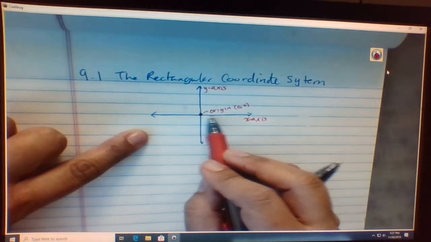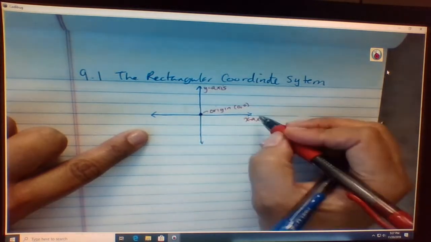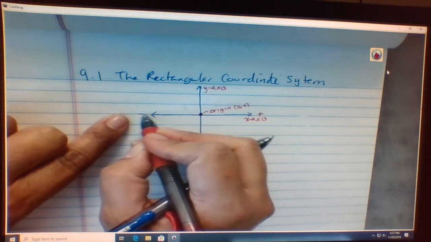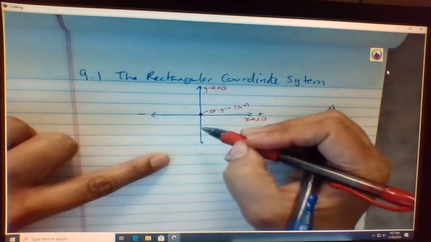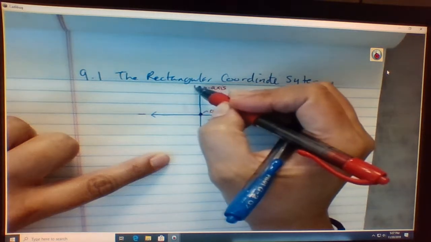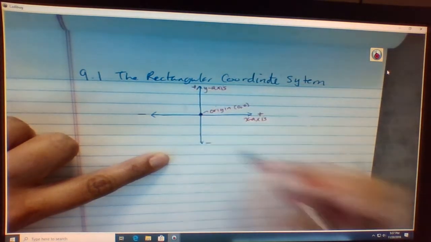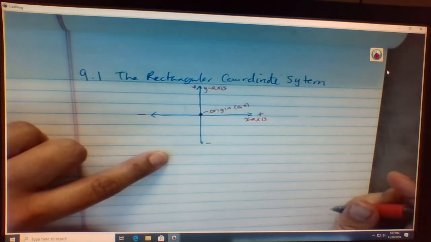Now your X's to this side are positives. Your X's to this side are negatives. Your Y's to the top are positives, and your Y's to the bottom are negatives. Very good.